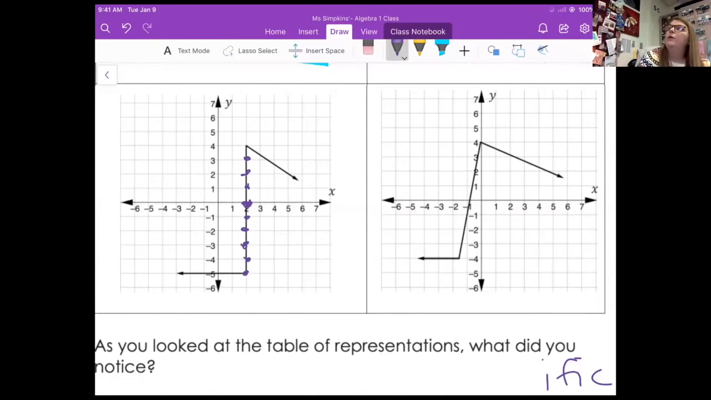What about the one on the right? It's giving me one specific y value every time. It is not corresponding with another y value. It's going to a different y value each time. And there's actually a test that we can do for that.